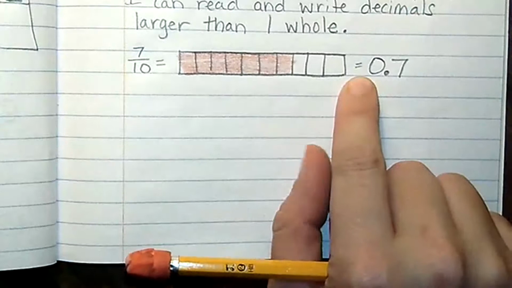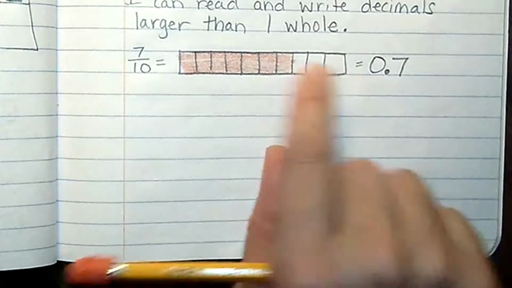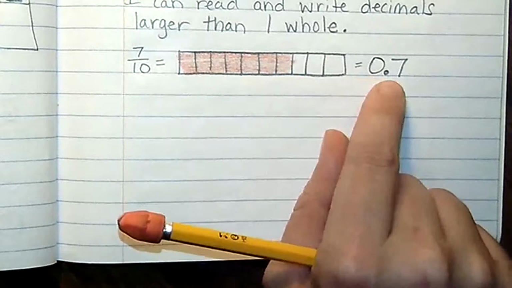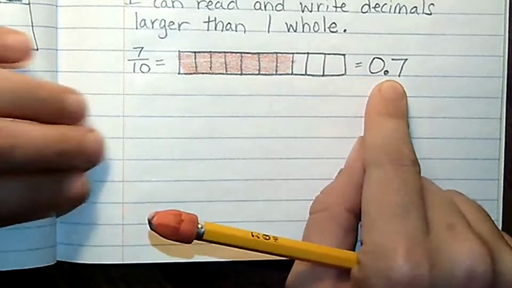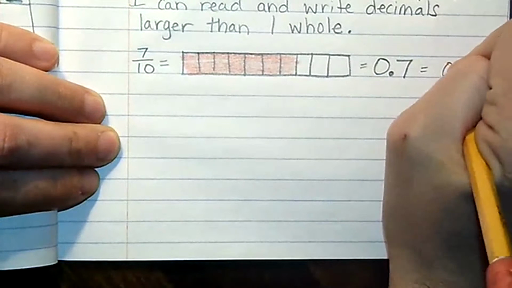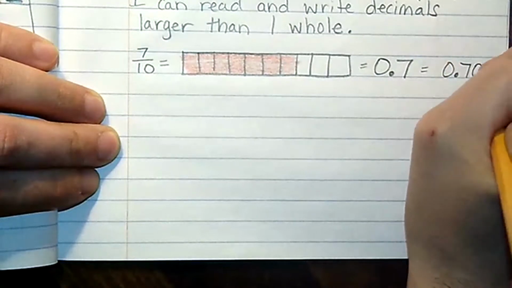I write the 0 because I have no whole chocolate bars. I don't have a couple chocolate bars and then some extra pieces. I have no wholes, just 7/10 of another one. If we were to talk about this like money, we would say that somebody had 70 cents.